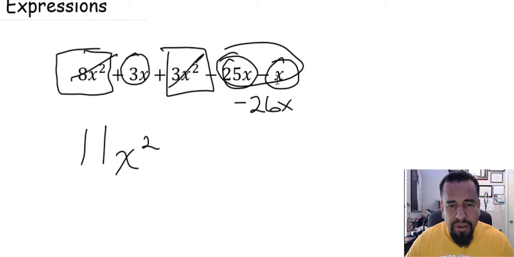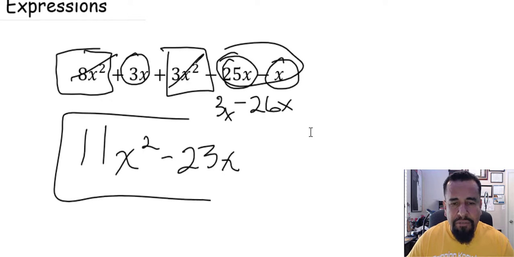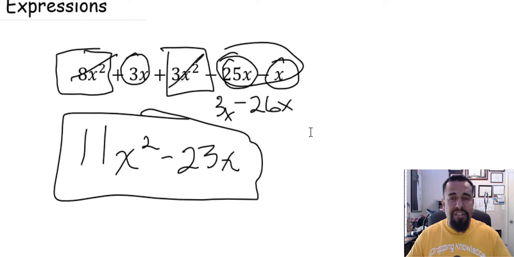And now I have the positive 3x here. Because this is a positive 3x and this is a negative, I'm going to subtract them. The larger absolute value is still 26, so I end up with negative 23x. Basically, it's just a subtraction problem. And therefore, this is my final answer.